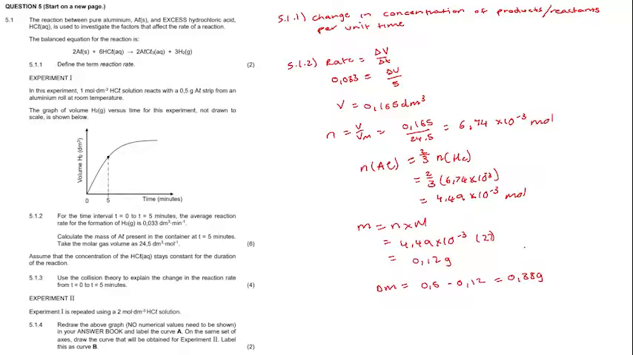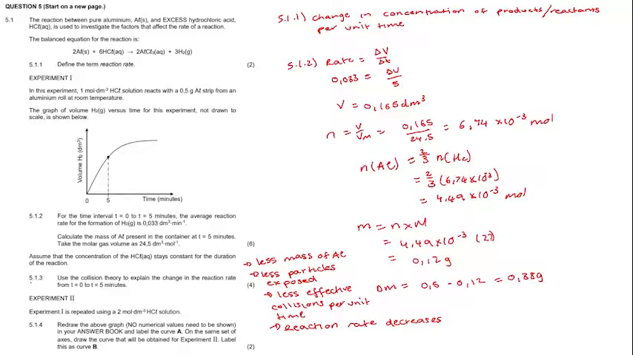Assume that the concentration of HCl stays constant for the duration of the reaction. Question 5.1.3. Use the collision theory to explain the change in reaction rate from T0 to T5. So here we can say that the surface area or the size of the aluminium decreases, causing less particles to be exposed. This results in less effective collisions taking place per unit time, causing the reaction rate to decrease.